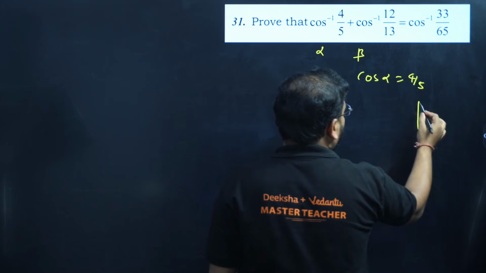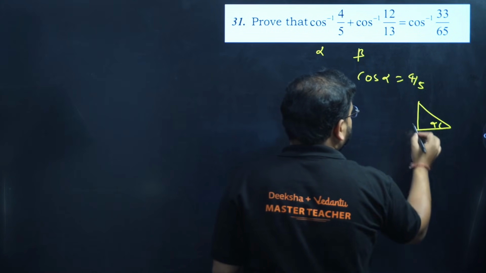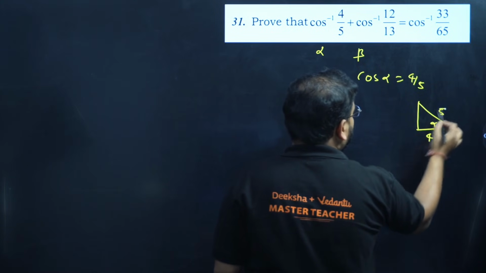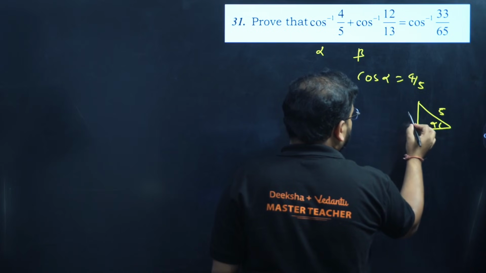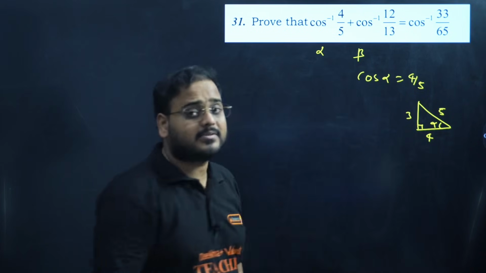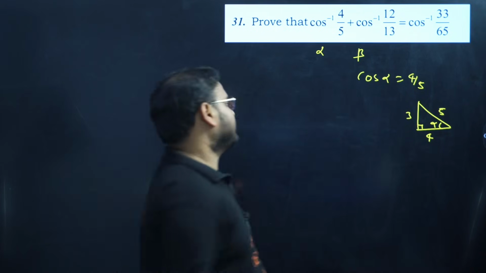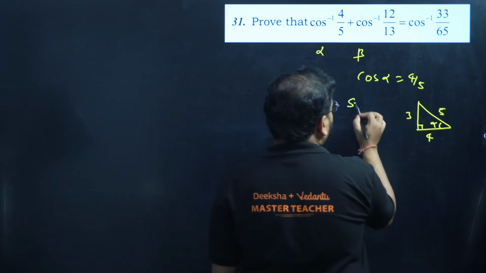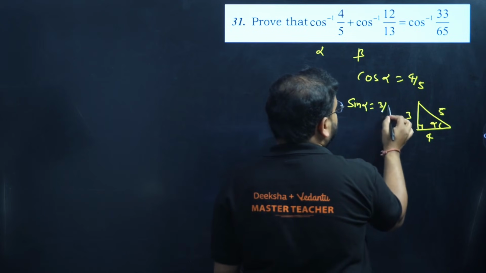Triangle you draw now. This is alpha, right? This is going to be 4. This is 5. Pythagoras theorem will give me this as 3. 3, 4, 5 is what? Pythagorean triplet. So from here I get sine of alpha as 3 by 5.